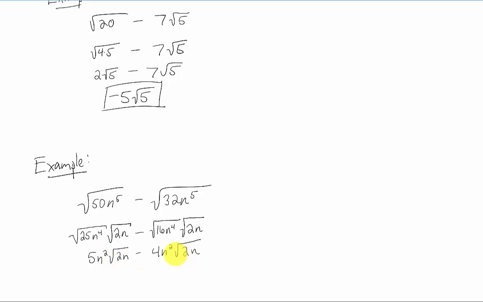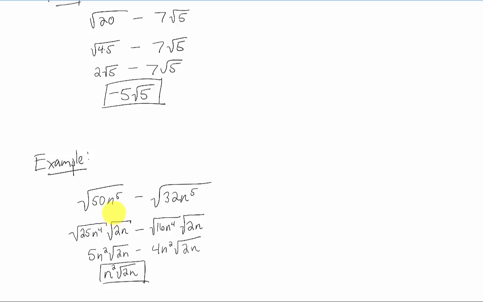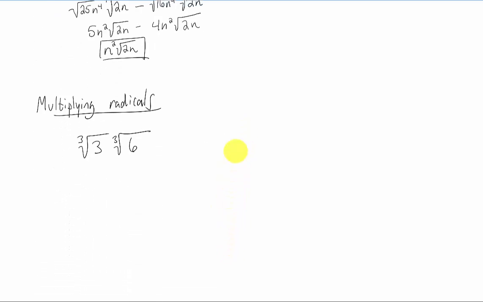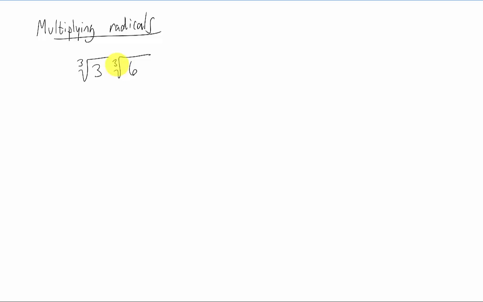We have the square root of 2n and the square root of 2n. Our coefficients are 5n squared minus 4n squared. 5 minus 4 is just 1, so you just get 1n squared square root of 2n. Now in this example, you'll remember that we can split up factors under a radical into two different radicals. So we can split radicals into two pieces, but we can also multiply radicals together. If we have the same index on our radical, we can multiply them together just by multiplying what's inside. Cube root of 18 can't really be simplified any further, so let's look at another example.